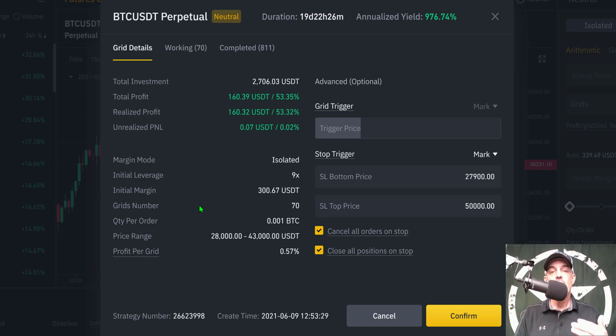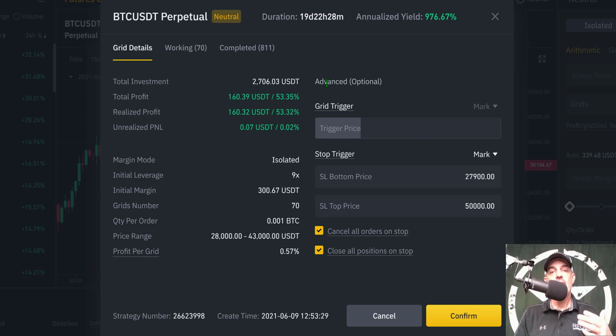Now, the number of grids for this particular bot is 70, and you saw that under the working tab where I had the buy limit orders and the sell limit orders. When you add those together, it comes out to this 70. And then my quantity per order, as we saw previously, is 0.001 BTC. So the price range, or the upper and lower limits of this particular grid when I deployed the bot, were 28,000 and 43,000. And then the profit per grid is approximately 0.57%.